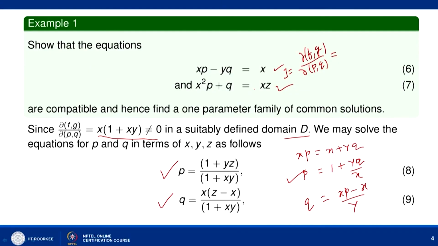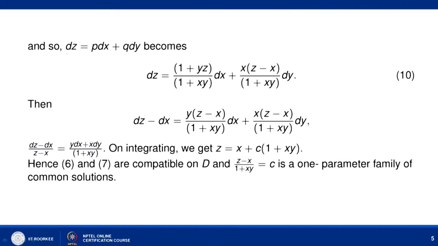So once we have p and q, our next aim is to solve this equation dz equals p dx plus q dy. If we see that this is integrable, then we can say that equations 6 and 7 are compatible with each other. So you put in the values of p and q, then dz equals (1 plus yz) upon (1 plus xy) dx plus x into (z minus x) upon (1 plus xy) dy, and we want to see whether it is integrable or not.